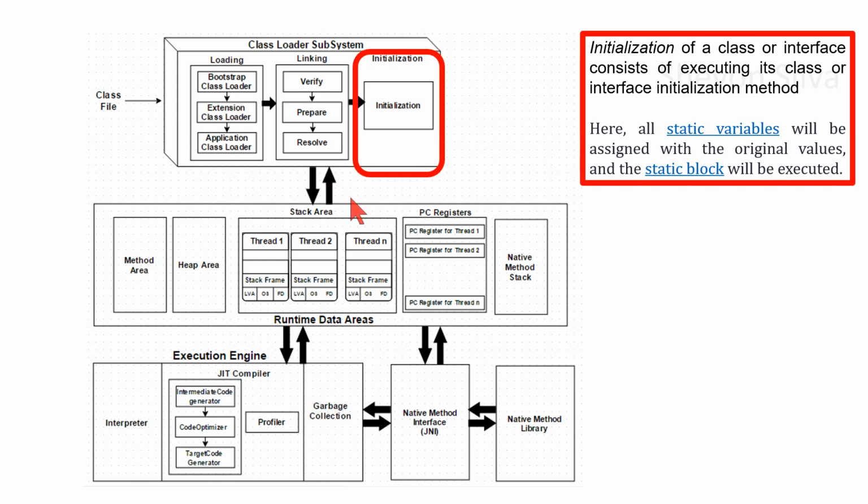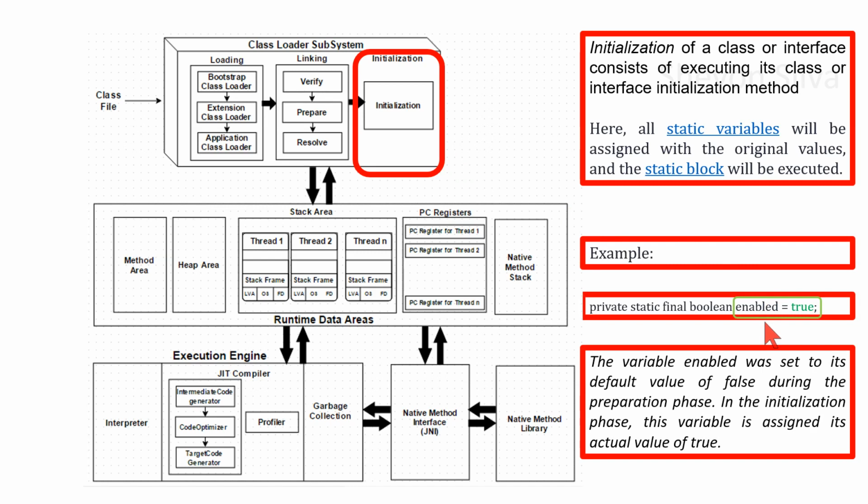After linking, the class loader subsystem moves to initialization. Initialization of a class or interface consists of executing its class or interface initialization method. Here all static variables will be assigned their original values and the static block will be executed.